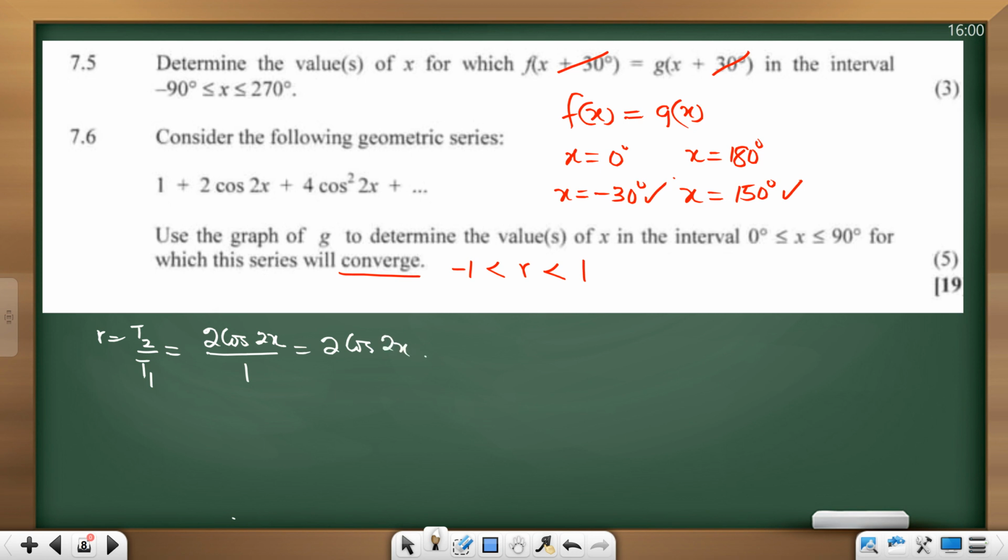Now, we had two graphs. What was f of x? Sine x plus 1. What was g of x? Cos 2x.